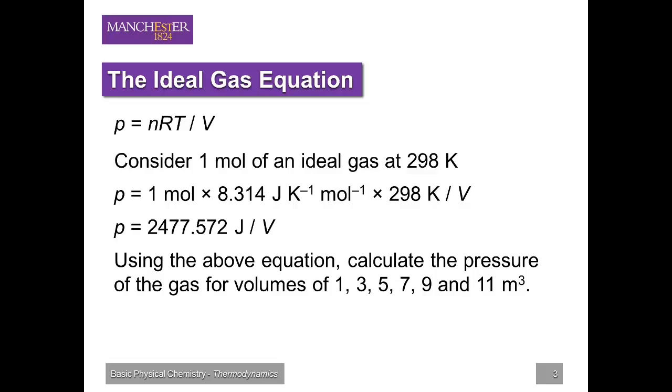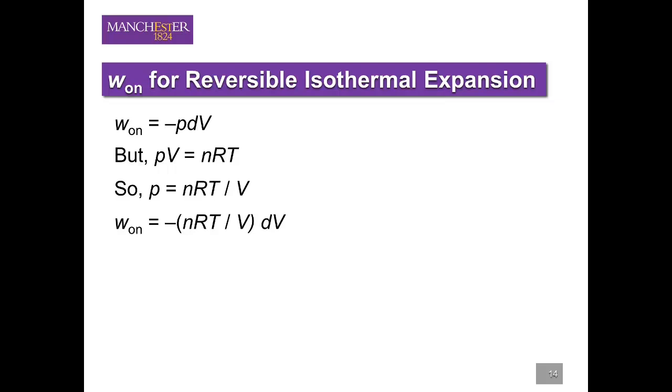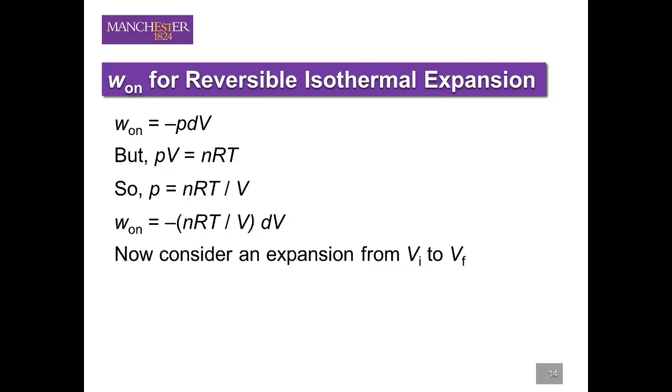W on for reversible expansion is calculated as follows. W on is minus P delta V, but PV equals nRT, which can be rearranged to give P equals nRT over V. So, W on equals minus nRT over V dV. If we now consider expansion from an initial volume Vi to a final volume Vf at constant temperature, then W on equals minus nRT times the integral between Vi and Vf of 1 over V dV.